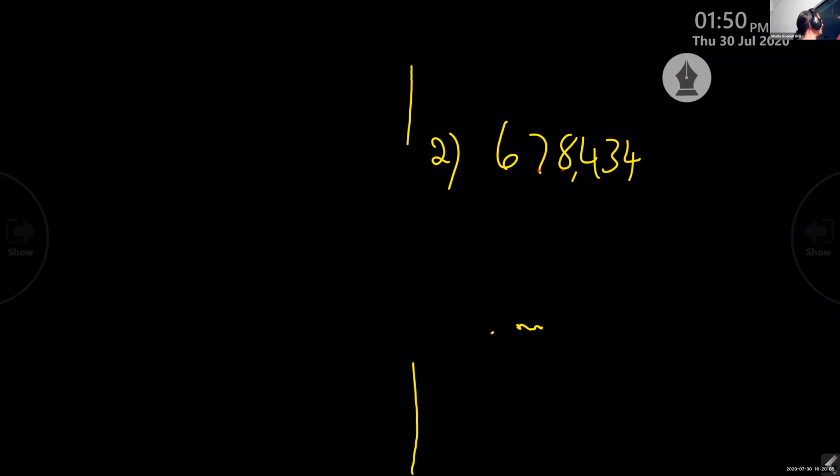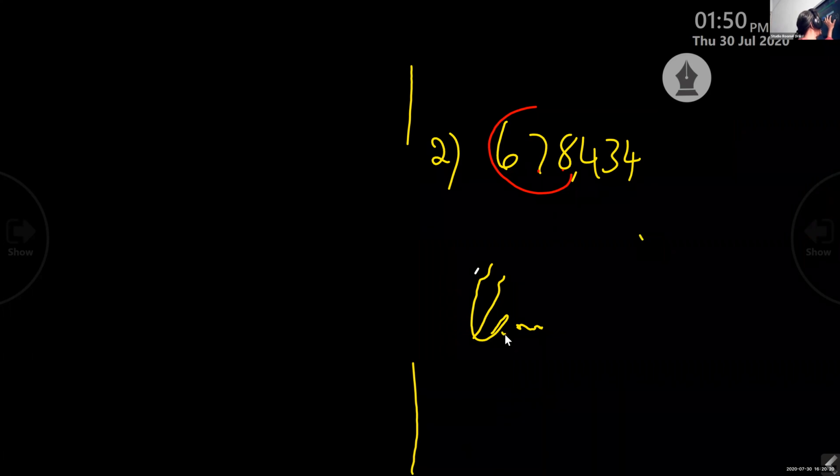So how many thousands are there here? 678 thousands. What is the next number? All ones, tens, hundreds together: 434. How are we reading? Like that only. 678,434. Is it clear? So they are having 1,000, 10,000, 100,000.